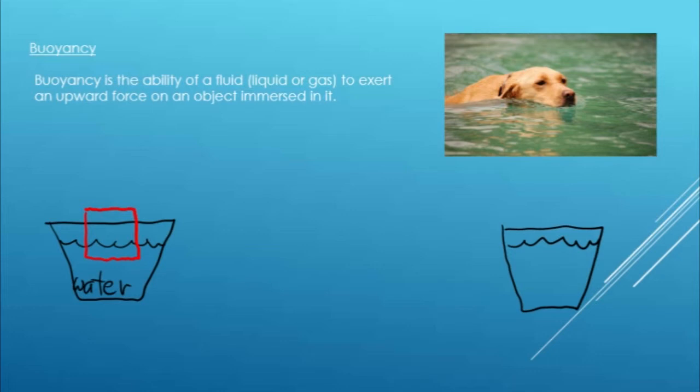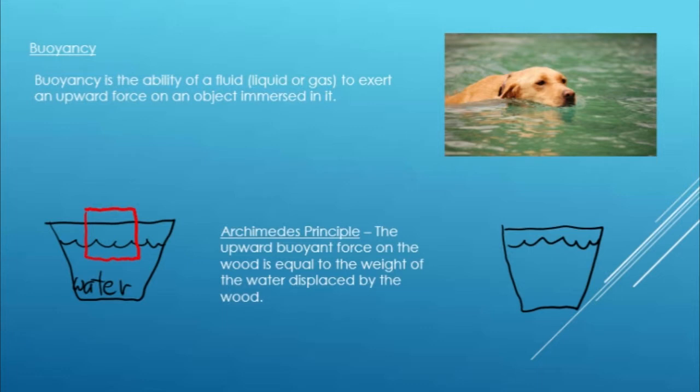This is because of Archimedes' principle. The upward buoyant force on the wood is equal to the weight of the water displaced by the wood. Let's say that again. Archimedes' principle is the upward buoyant force on the wood is equal to the weight of the water it displaced. So the water that it displaced is actually in this purple area right in here. And that water is going to be much more dense and weigh more than the block of wood, which is quite light and less dense.